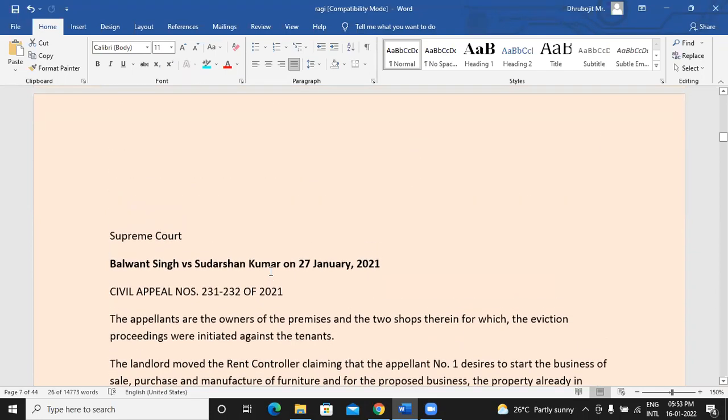We have one last case that we will see. This is Balwant Singh versus Sudarshan Kumar, again the Supreme Court of India, a civil appeal. All the states have their own rent control acts. Some might be an Eviction Act or Rent Control Act, like we have the Karnataka Rent Control Act. Similarly for Punjab, it would be different. For other states, it would be different.